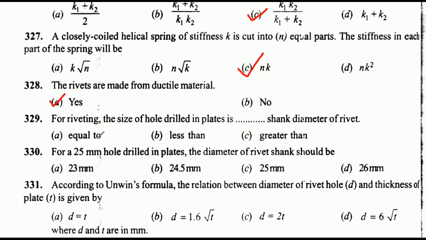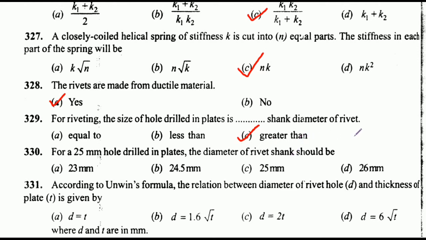For riveting, the size of the hole drilled in plates is dash the shank diameter of rivet. Options are equal to, less than, greater than. So here friends, the correct answer is option C, that is greater than. Here for riveting, the size of the hole drilled in plate is greater than the shank diameter of rivet.